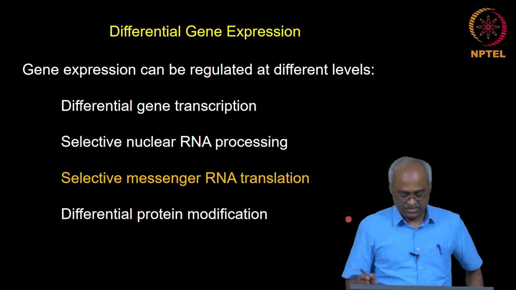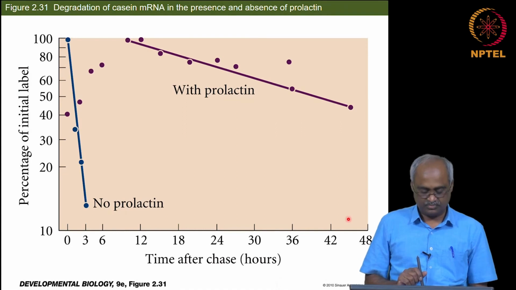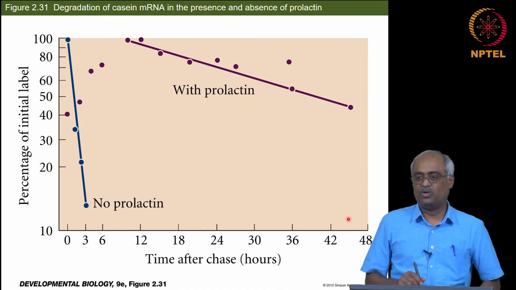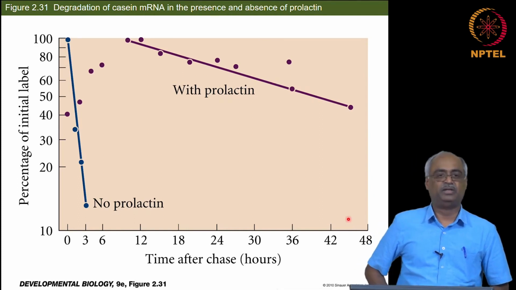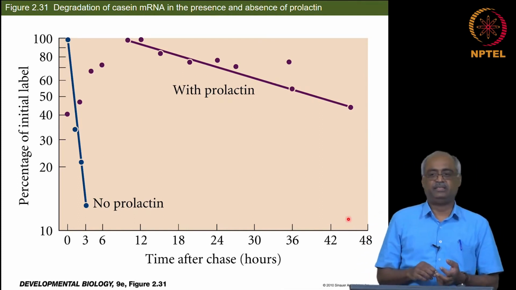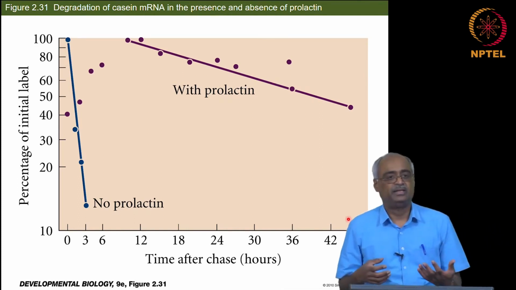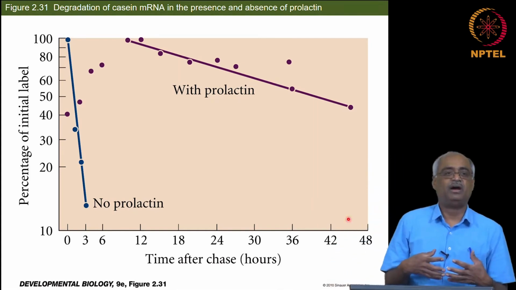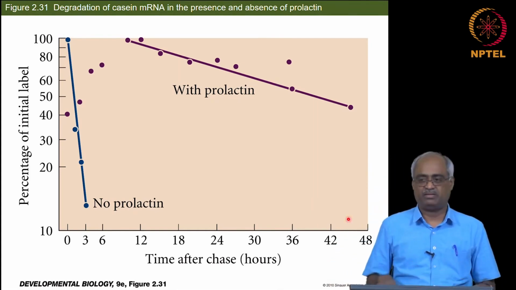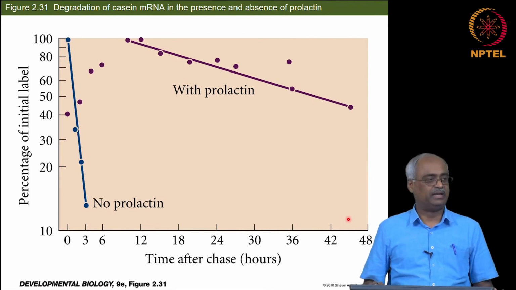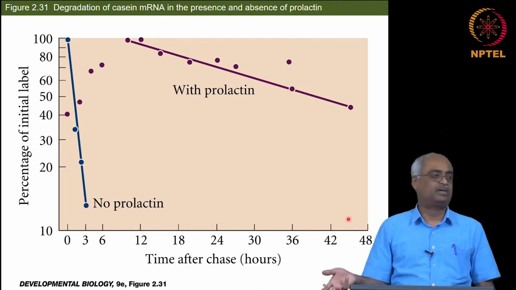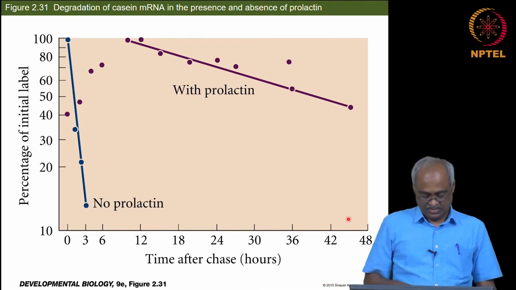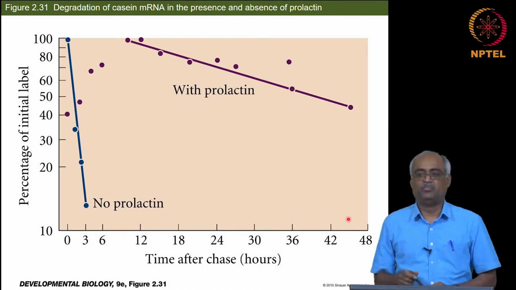So, now let us see how the translation regulation happens. One mechanism by which translation regulation can happen is increasing or decreasing the stability of the messenger RNA, meaning once transcribed, how long will that messenger RNA survive before getting degraded. So, you can have a half life for that, the duration taken for half of the messenger RNA to be degraded.